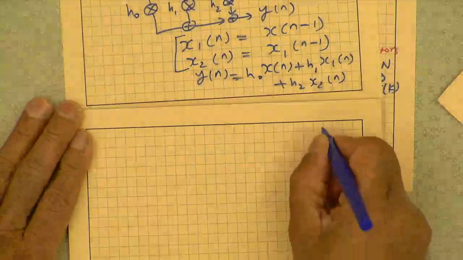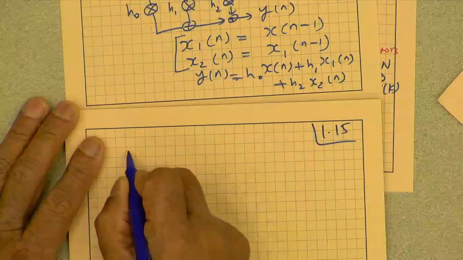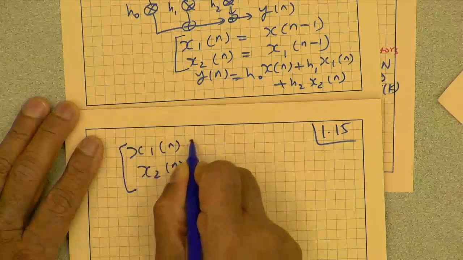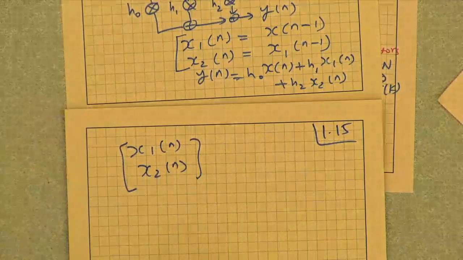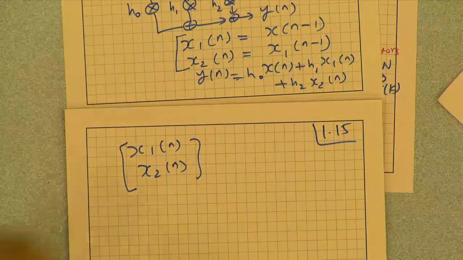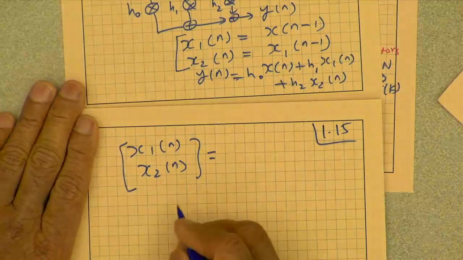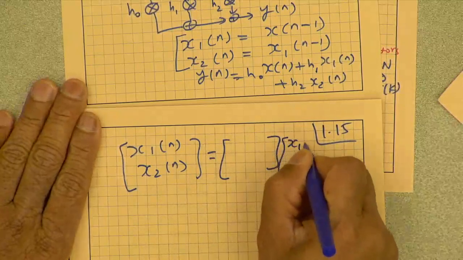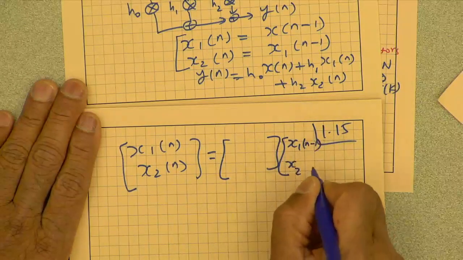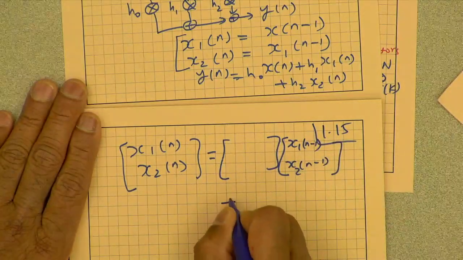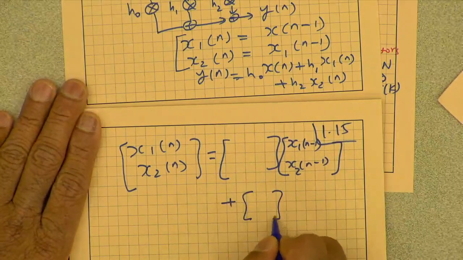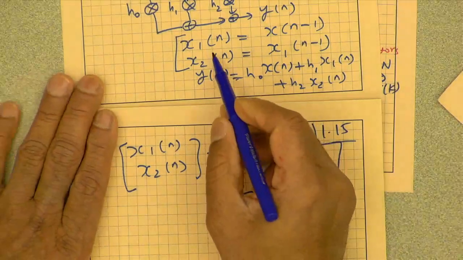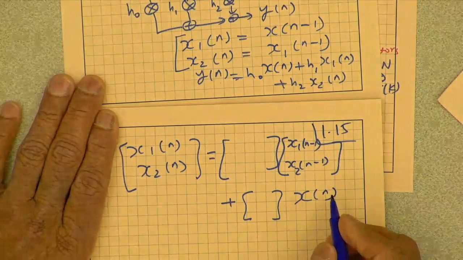So I can say that the state x1[n], x2[n], so the state vector, and I have two flip-flops or two delay elements. Each delay element is a state. So the state vector x1, x2 is equal to the previous state, which is x1[n-1], x2[n-1], plus some column vector times the input x[n]. So it says x1[n] is x[n-1].